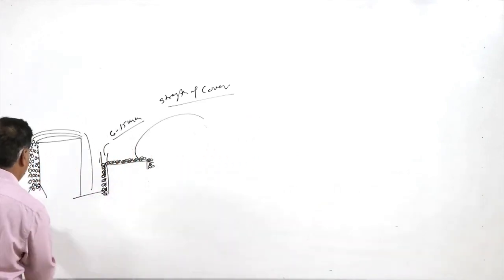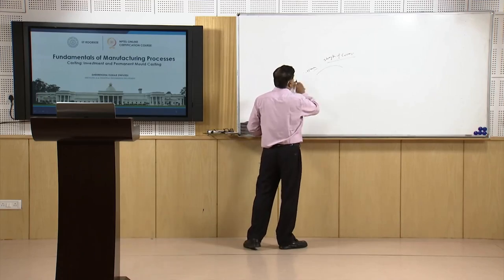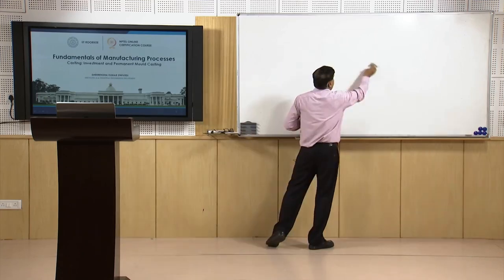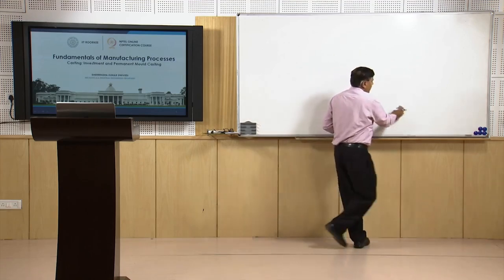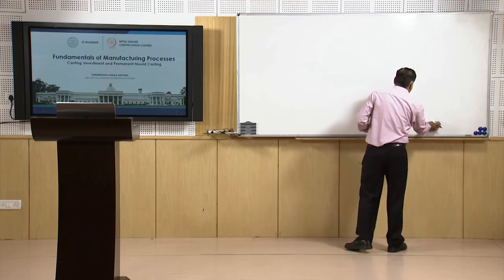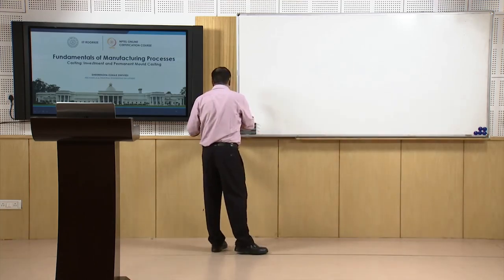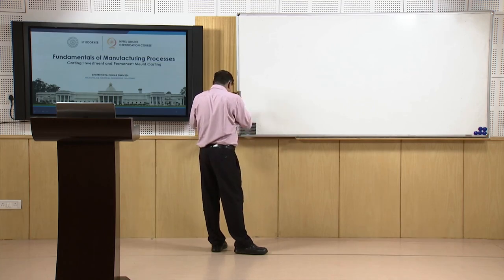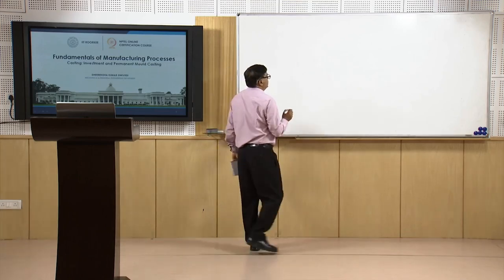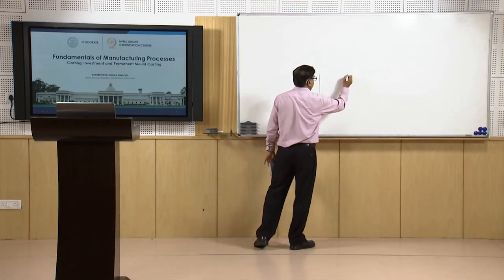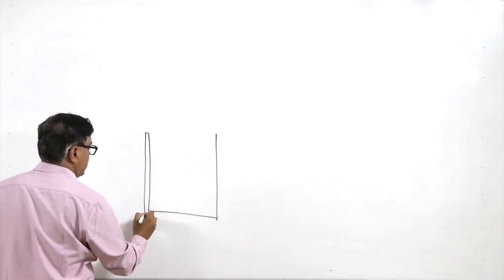So, this is how investment casting works. Basically, the fine shell or the mold is prepared, which provides the finer details of the wax pattern, and these can be produced easily with the help of the investment casting process. So, the shell is like this.